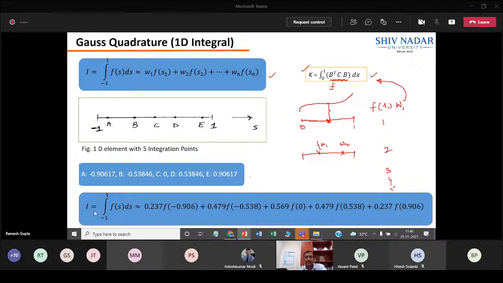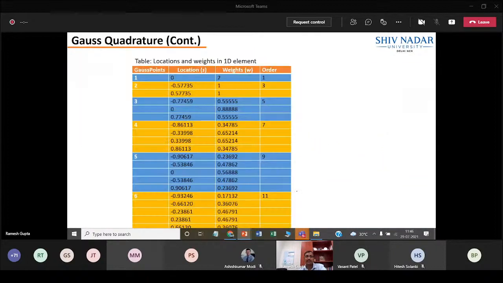Here I have just taken 5 points and the corresponding 5 point locations, and I am able to evaluate that integral at those points and equate it. So I have just given the table for your illustration purpose. You can go through it later. I'm sharing these slides with you.